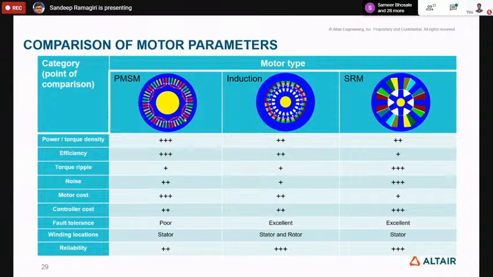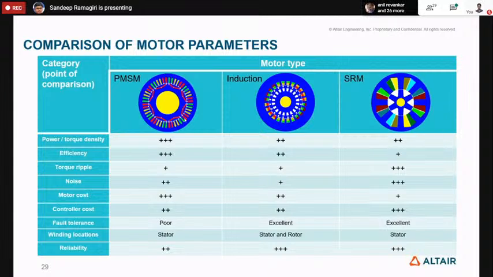And control cost, the controlling side, basically SRM is very difficult to control, as we know. And fault tolerance, I say PMSM is poor, and induction motor and SRM is excellent. The reason why I say poor is, in the PMSM motor we have permanent magnets. Permanent magnets are sensitive to the temperature, and sometimes we have a problem of demagnetization, because of which the torque level will come down. So that's the reason I say PMSM is poor.